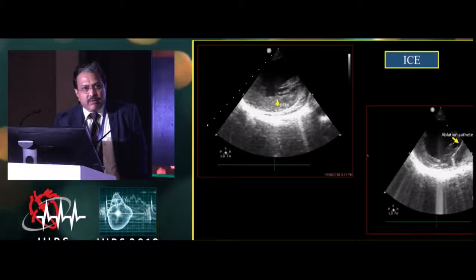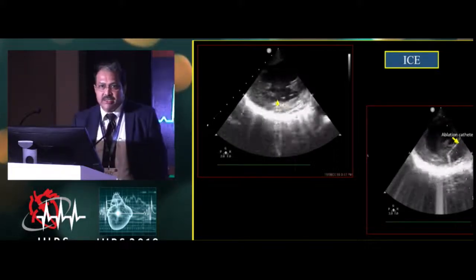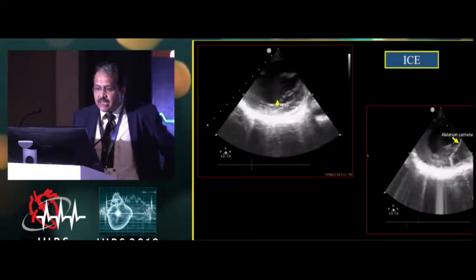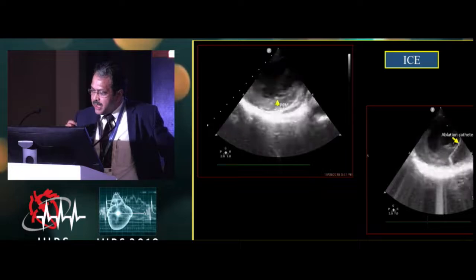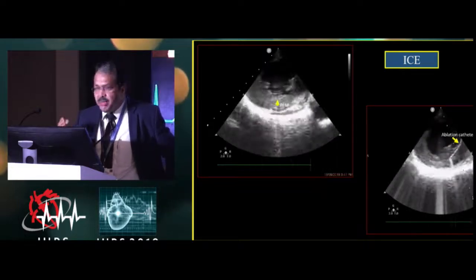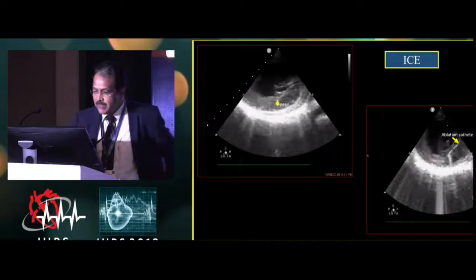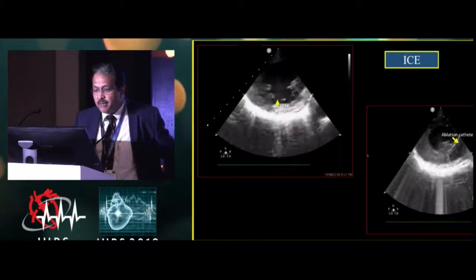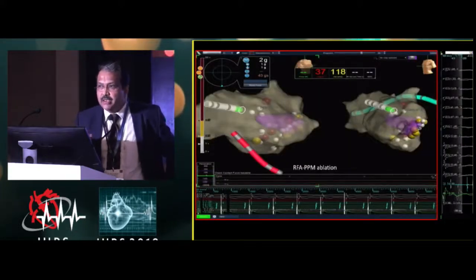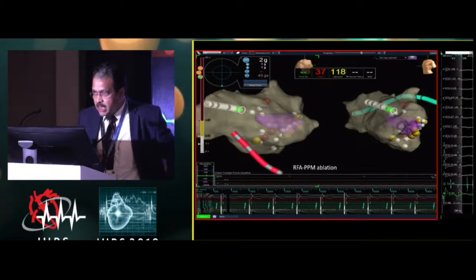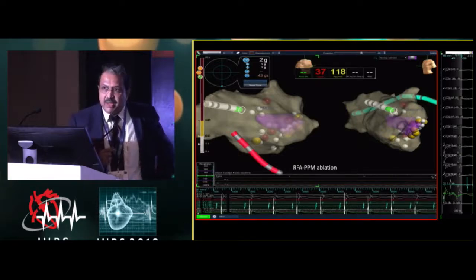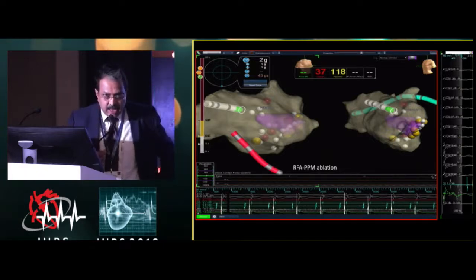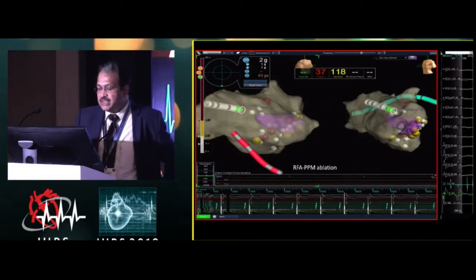Whenever a papillary muscle is suspected, we have found ICE extremely useful. We can identify that papillary muscle, and then you bring in a diagnostic catheter or an ablation catheter around that area, integrating it with the 3D electroanatomic mapping. You can actually create the endocavitary map, so you are very certain that you are touching the papillary muscle, and then you make a separate map of that papillary muscle, which was not possible before this kind of imaging tool came.